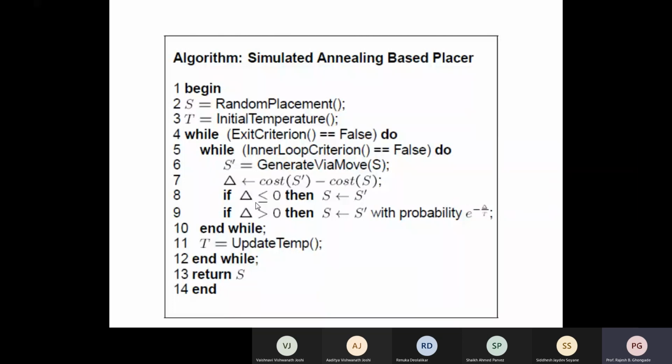Okay, this is a simulated annealing based placer algorithm. You can just have a look at it. It begins with a random placement and an initial temperature, and there will be some exit criterion. Until that criterion is met, you have to go on iterating. You can see here that you generate a move, and you check whether the cost function delta is less than 0 or greater than 0, in which case you accept with probability e to the power minus delta by T, and then finally you get out of the algorithm.